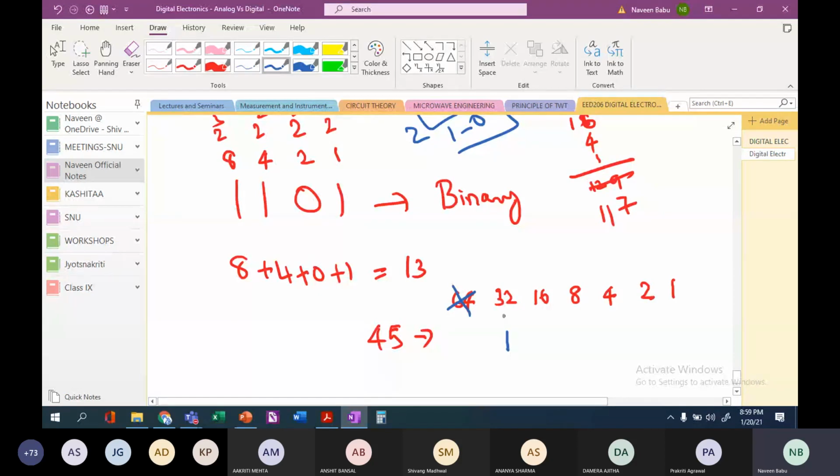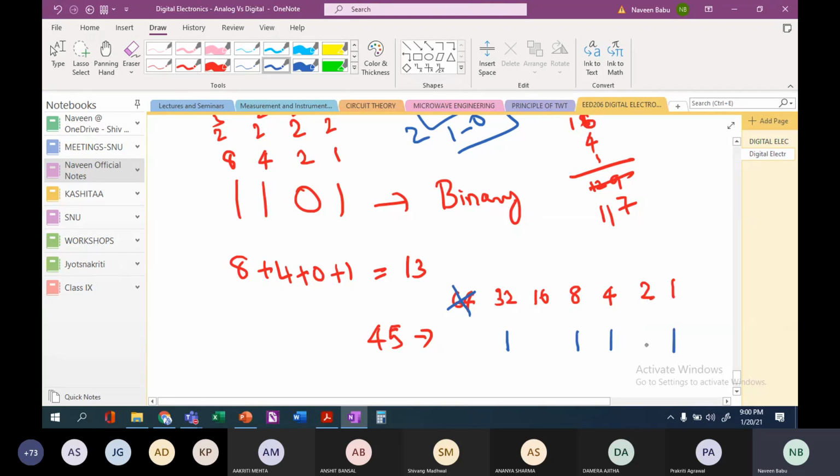Then, is 32 plus 16 possible? 32 plus 16 gives 48, which again goes beyond 45. So I will go to the next highest value, which is 8. What is 32 plus 8? I got 40. Then I will give priority to the next highest value. Now 44, and 44 plus 2 will not get me 45.